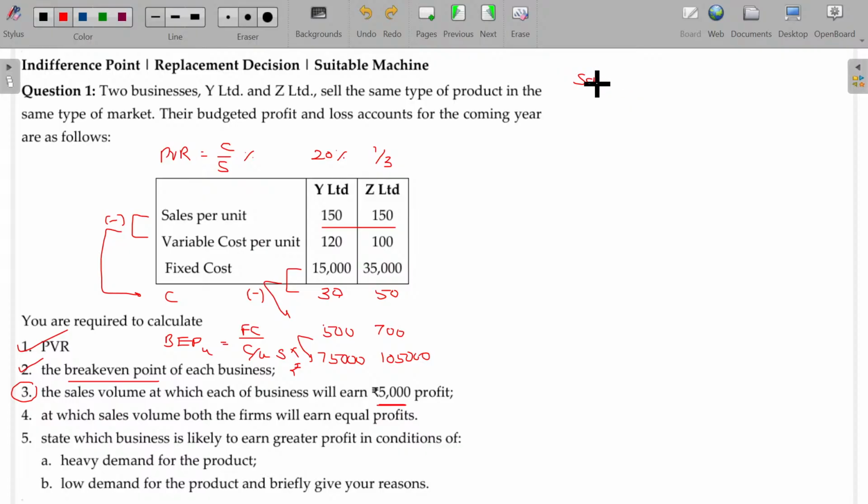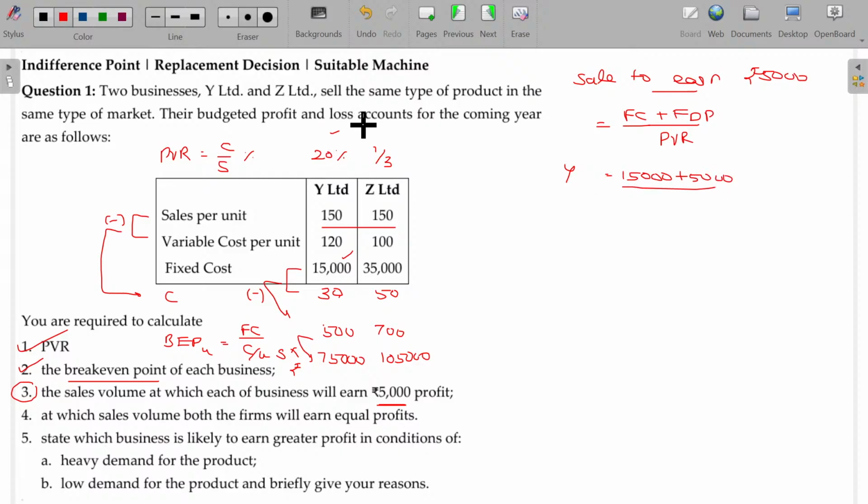Sales to earn 5,000 rupees: fixed cost plus desired profit, divided by contribution, or simply PVR also can be used. For Y Limited, fixed cost 15,000, desired profit 5,000, PVR for Y being already we found out, which is 20%. So 1 lakh. Am I right?